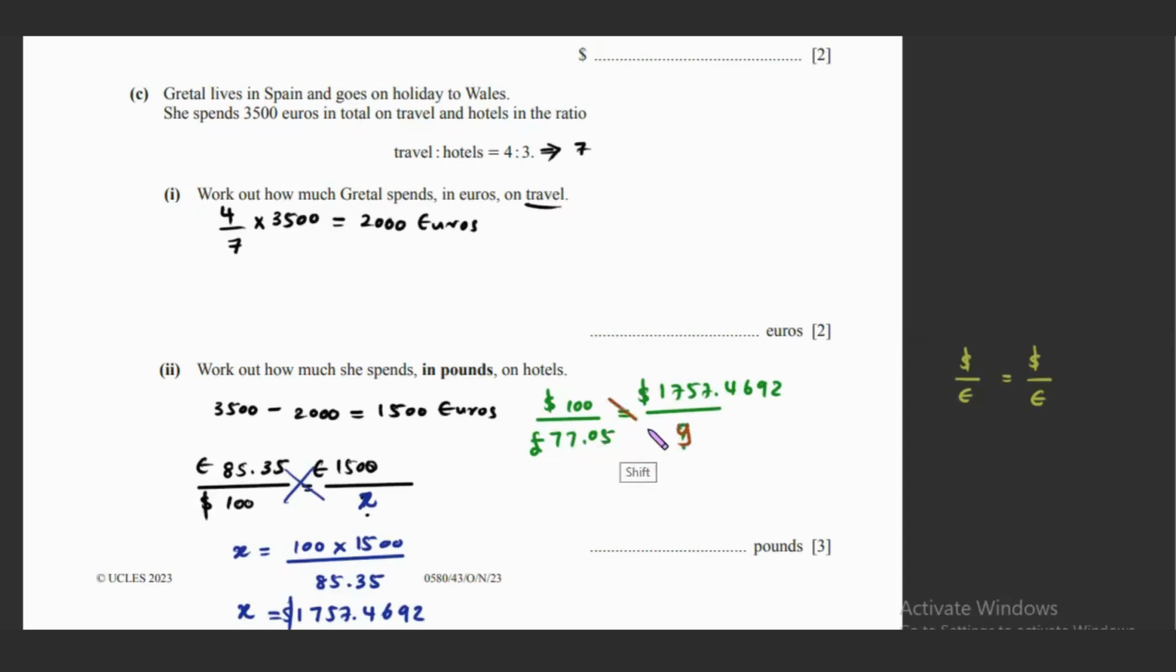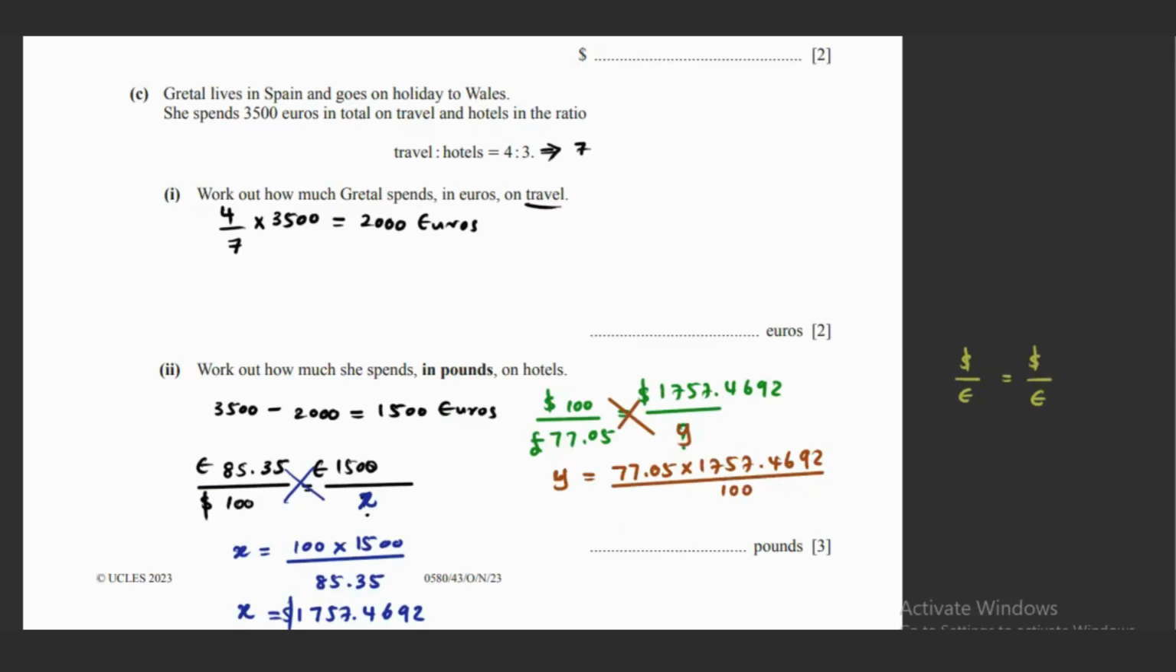To do this, we need to cross multiply and make Y the subject. So 100 times y is 100y. On the other side, we have 77.05 multiplied with 1757.4692, and this is equal to 100y. For me to find what y is, I need to get rid of this 100, so I need to divide both sides by 100. So this side over 100 will give us the answer for y. That is going to be the amount in pounds.